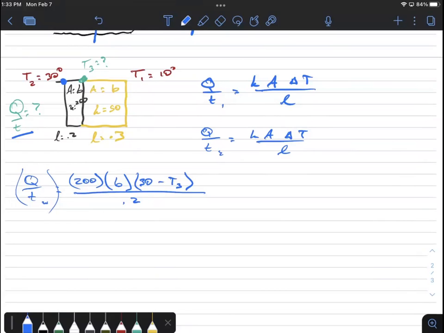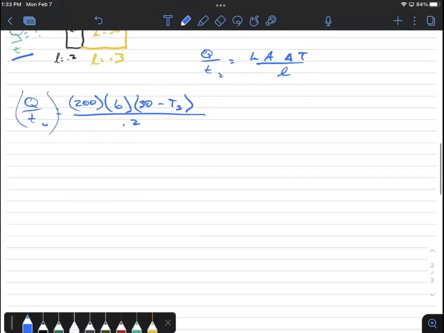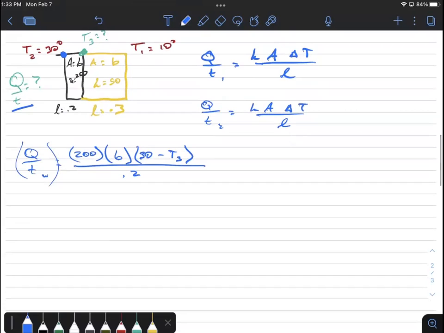Let me look at the other guy. Maybe the other guy could give me some information. So now I'm going to do the same process, but for the insulation. So Q over T for the insulation. His K, 50.